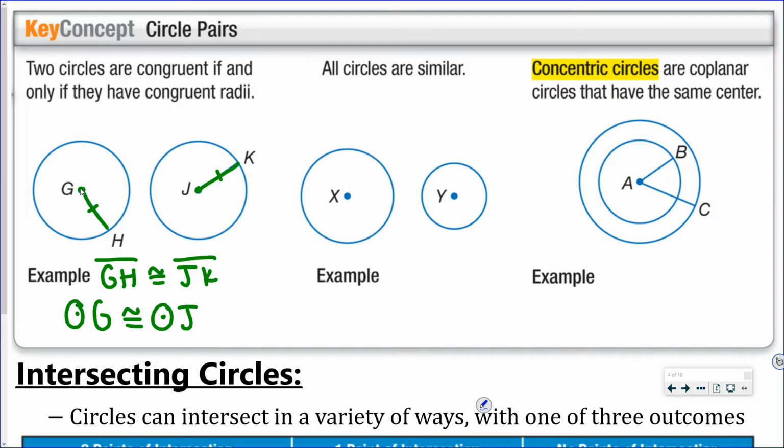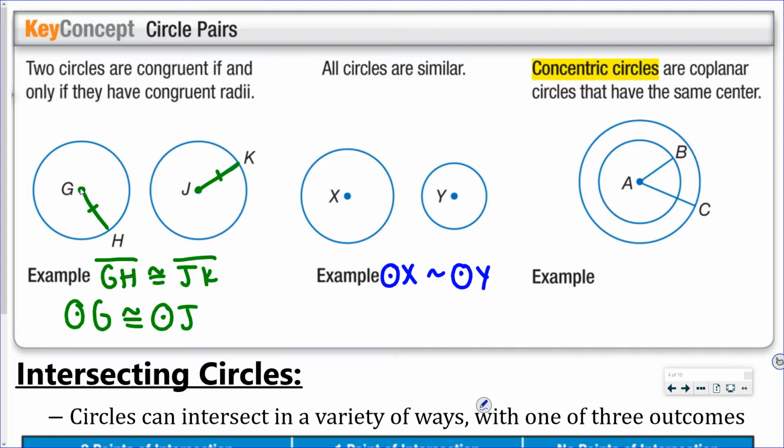We've talked about similar polygons where all the angles had to be congruent and all the sides had to be proportional, but there's no sides in a circle. So all circles are similar, every single one of them. They are just some type of scale factor, essentially proportional to each other. So this circle might be double this circle. Circle X is similar to, that's the symbol, circle Y. All circles are similar.